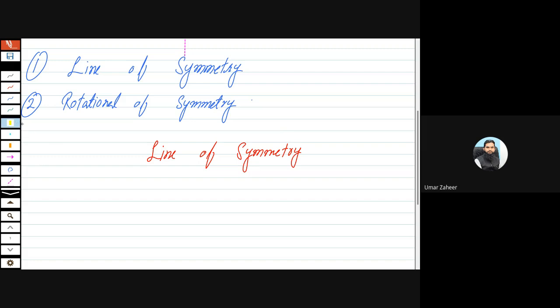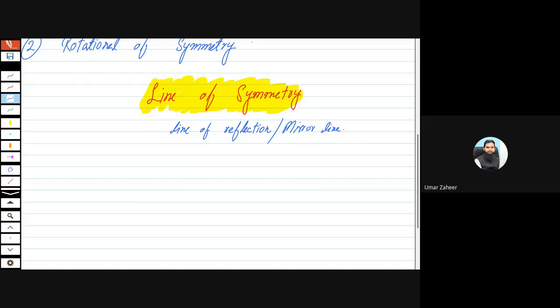The example that we took above is basically line of symmetry. The line of symmetry is also known as a line of reflection, or a mirror line. For example, first of all, we are going to look for the symmetry of different objects. Let's talk about the alphabet first of all.